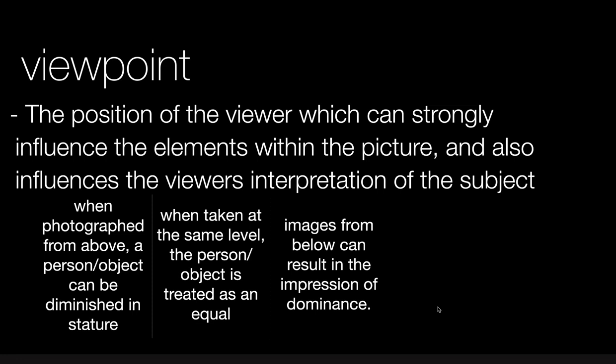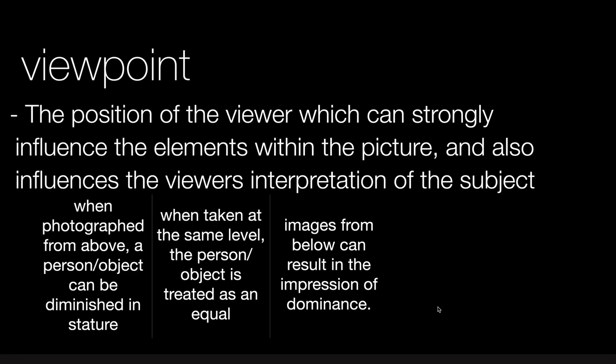Next is viewpoint, which has to do with the position of the viewer, which can influence what the elements look like within the picture. And the position of the viewer has to do also with the viewer's interpretation of the subject. For example, let's say you're shooting a child from above and the child is looking up at you. The child will be diminished in stature. They will look very small. They'll be looking up at you. It can be a very vulnerable appearance.